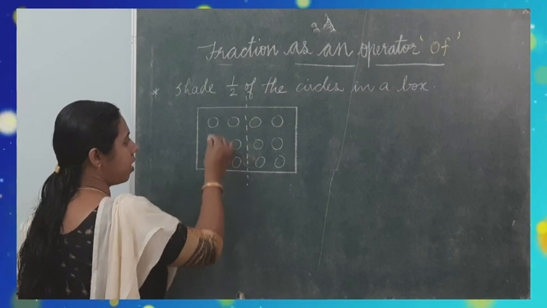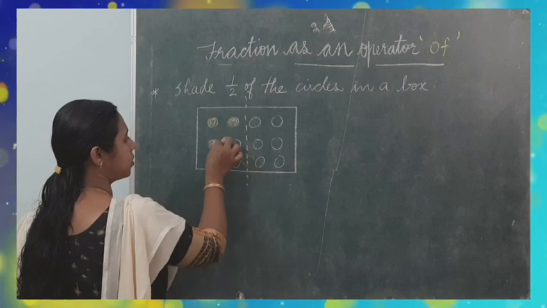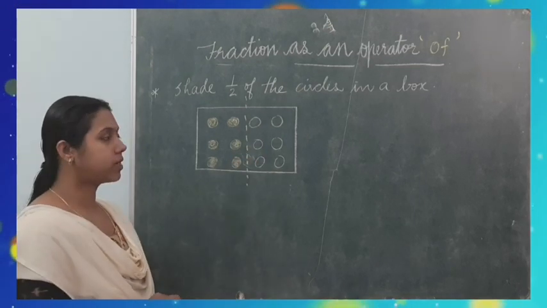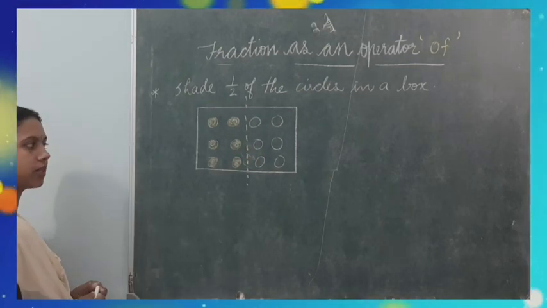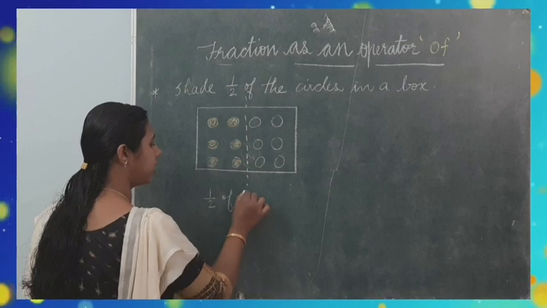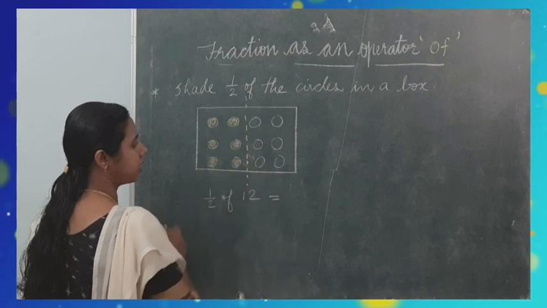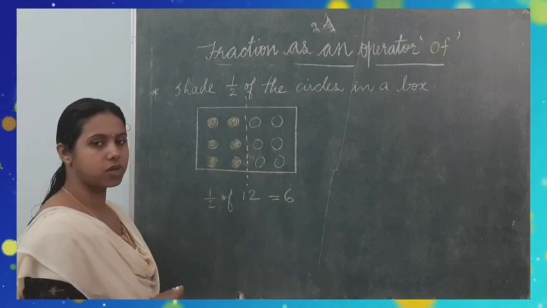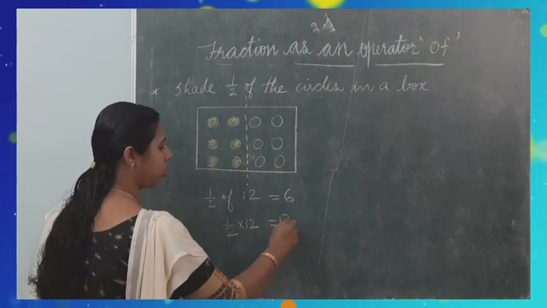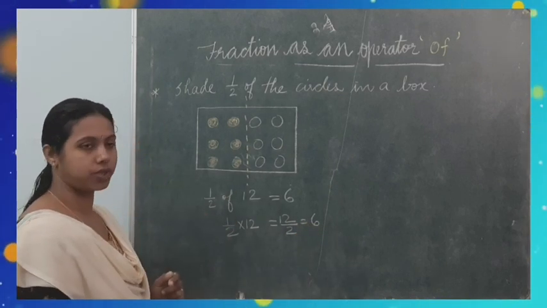That means there are 12, so half of that 12 means 6 circles you want to shade. So 6 circles we shade, half of the circles. That means half of the total 12 circles. So half of 12, how many circles did we shade? 6 circles. So half of 12 is equal to 6. That means half into 12, which is equal to 12 by 2, that is equal to 6. So there are 6 circles we shaded.